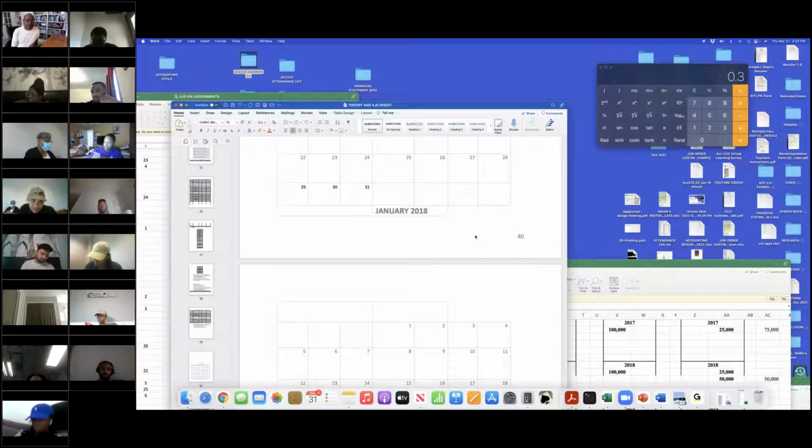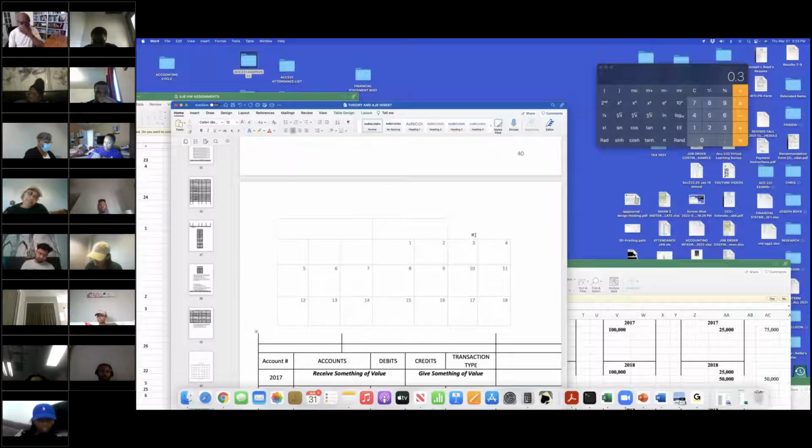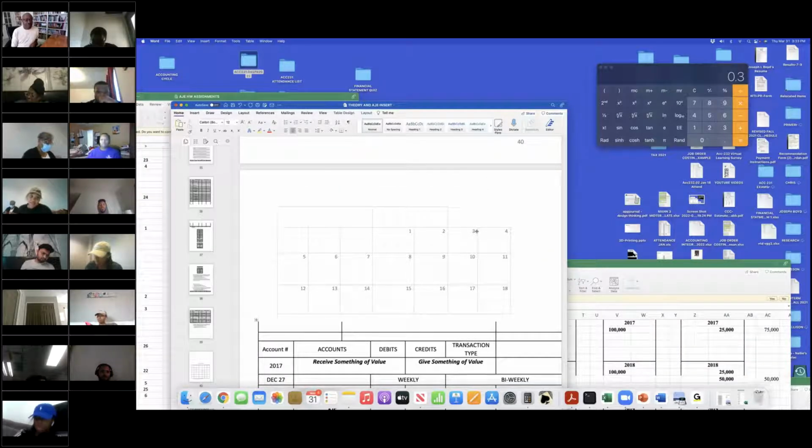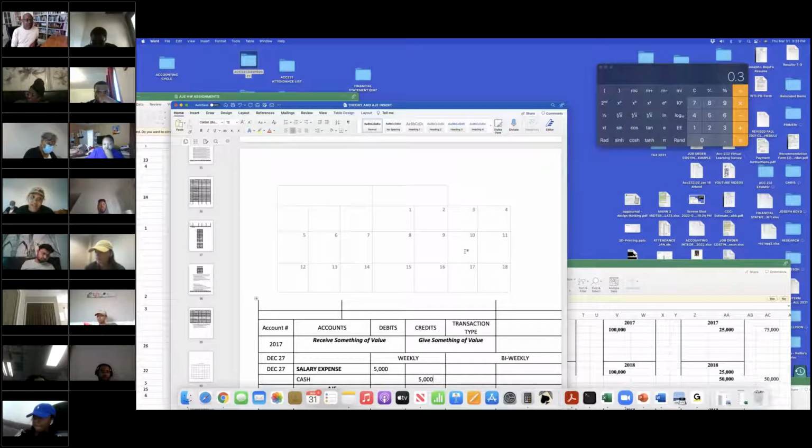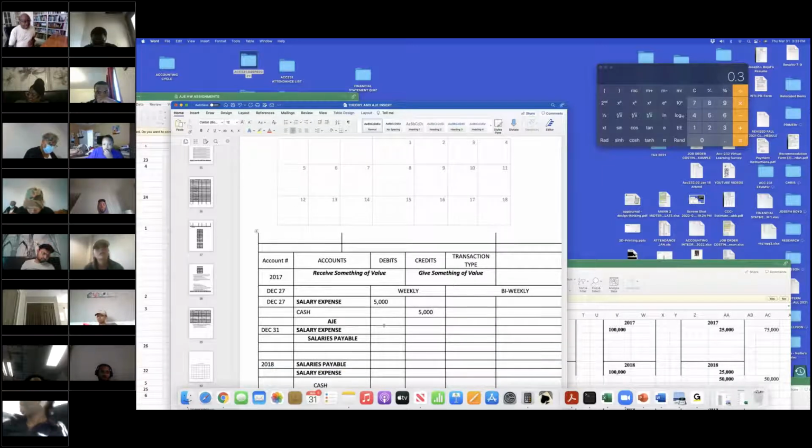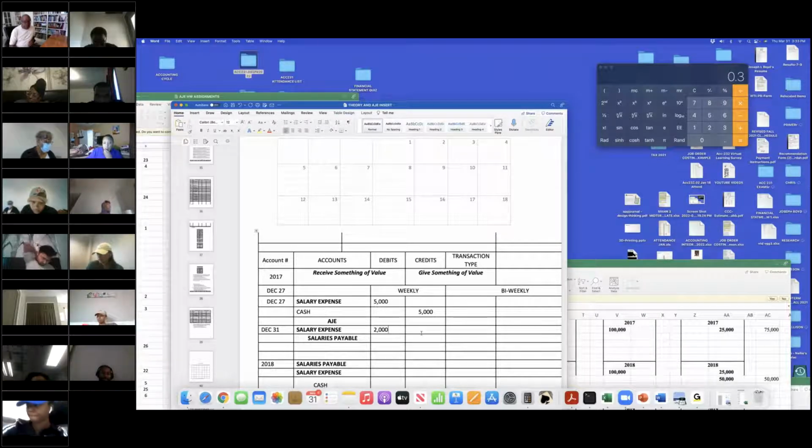I put for the 31st, I put salary expenses. I debited 2,000, and then I credited salaries payable for 2,000. So that's your AJE. For those 2 days, you're gonna make this adjusting entry to debit salaries expense and credit salaries payable. You're gonna make that entry. Like I say, you would have worked, but you would not be paid.